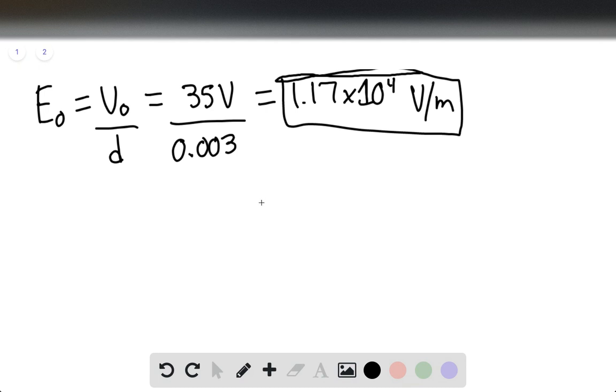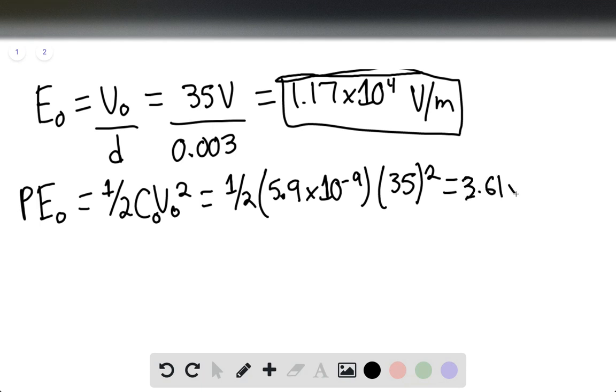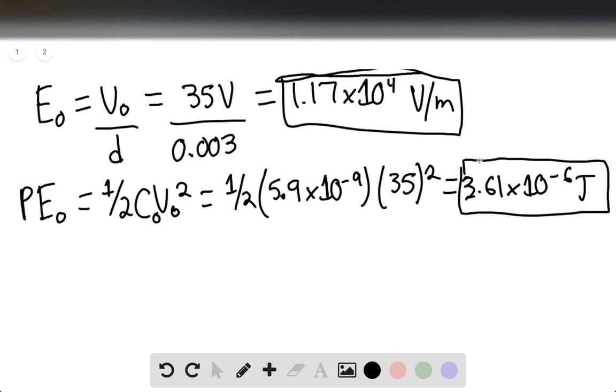And then our final answer for part A would be the potential energy. So this would be equal to 1/2 C sub O times V sub O squared. This would be 1/2, and then this would be 5.9 times 10 to the negative 9th, and then this would be 35 squared. So we have a potential energy of 3.61 times 10 to the negative 6 joules. So this would be our final answer for part A.